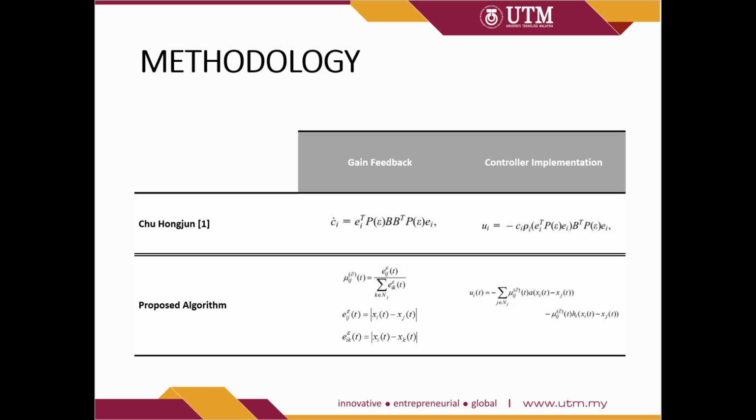This is the mathematical difference between the algorithm proposed in the referenced paper, which is written by Chu Hongjun, and the proposed algorithm. Chu Hongjun represents their gain feedback, or the low gain feedback, by C, and it's implemented in front here, while ours we represent by weighted gain, which is represented by mu ij, and is implemented here in the equation. Performance of the coupling gain algorithm is measured in two ways.